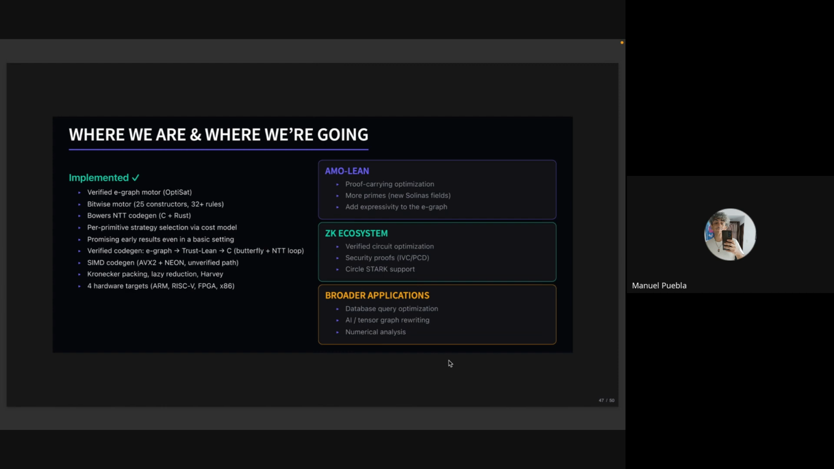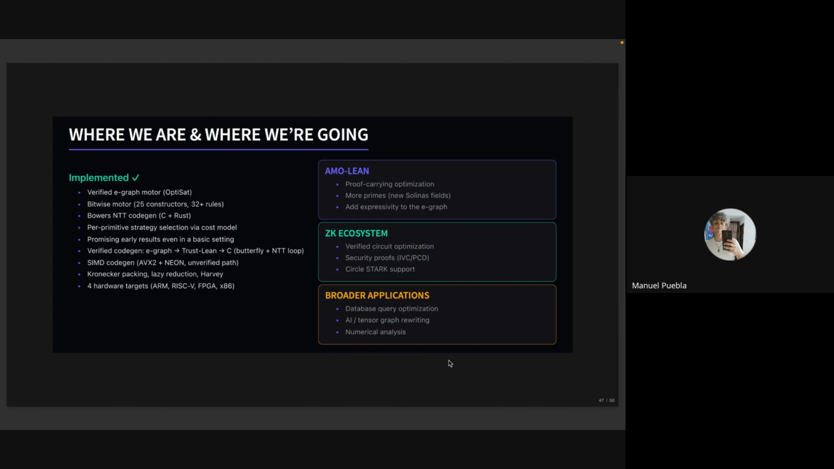There are many more things. We have current packing, lazy reduction. We have 4 targets. We can add more if needed. At this point, many parts of this project are, I don't know how to pronounce it, but you can customize many things. It's really plug and play for the most part.